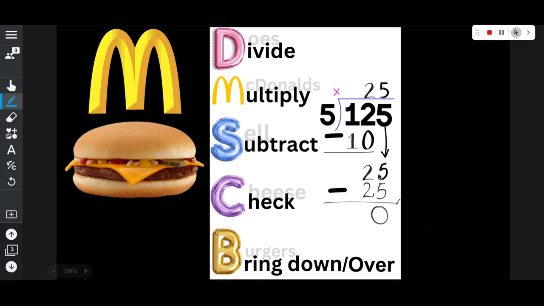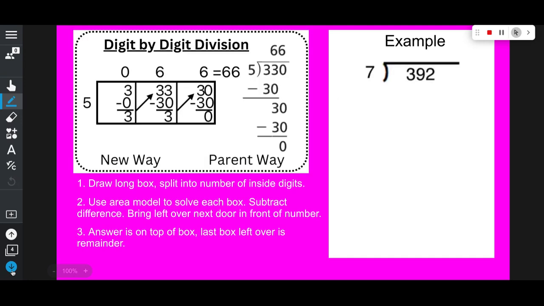Now we're going to repeat the steps again. Does, divide. 5 divides into 25 5 times. Then we McDonald's, multiply. 5 times 5 is 25. We sell, subtract. 25 minus 25 is 0. We check, is 0 smaller than 5? Yes. And then we bring down, or left over. In this case, we have no more to bring down. We have nothing left over. So our correct answer would have been 25. We're going to practice this some more.